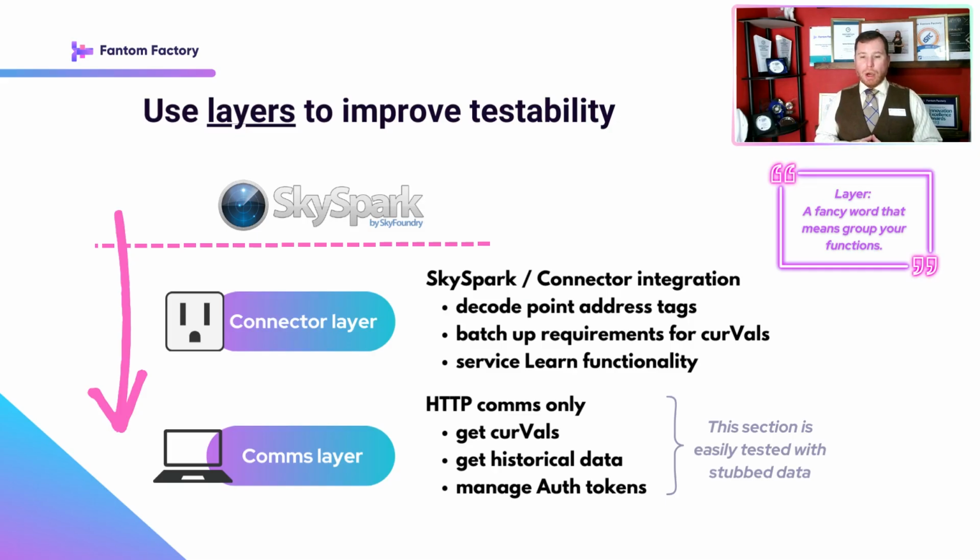We split our code up into two layers. We have a top layer, which is the SkySpark connector integration. This is doing things like decoding your point address tags, like we saw in the very first topic, batching up our requirements for retrieving the current values, and servicing the learn functionality. Then we have a second layer, which is for the HTTP communications only. This is doing things like retrieving our current values, getting the history data, or managing our authentication tokens.